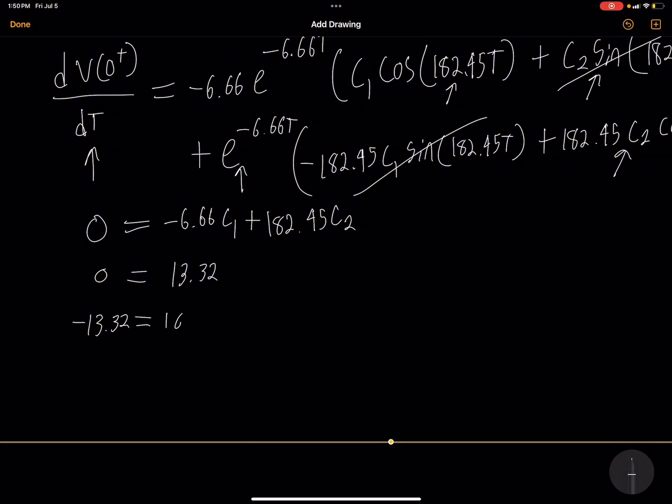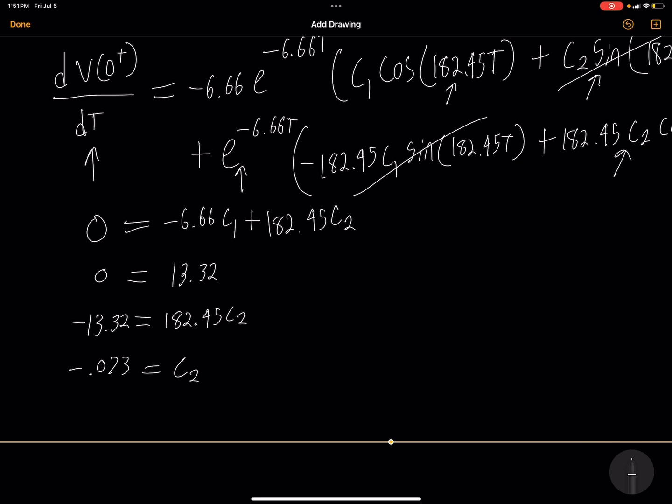Is equal to 182.45 C2. Divide that over. Hold on, I'm about to sneeze. I think I'm good. Divide that over 182.45. Negative 0.073 is equal to C2.